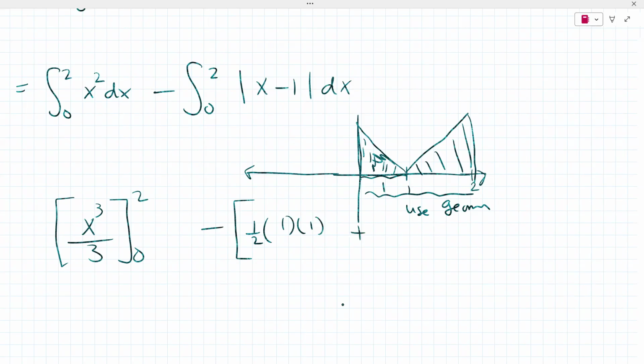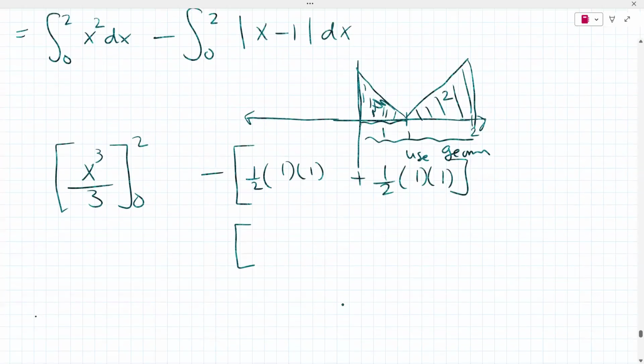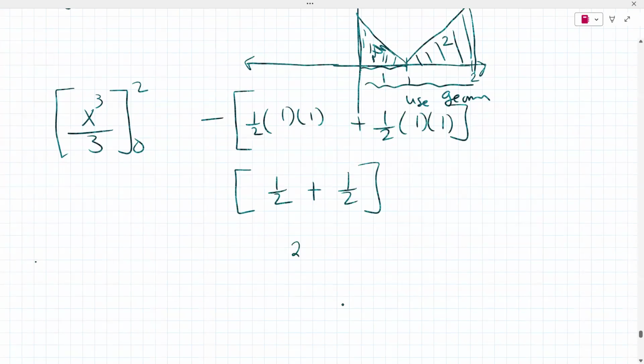Plus, if you look at this triangle, it's going to be 1/2, and then the base is also 1, and the height is also 1. So what is 1/2 times 1 times 1? That is 1/2. What's 1/2 times 1 times 1? That's also 1/2. And that would be 2 over 2, which is 1.